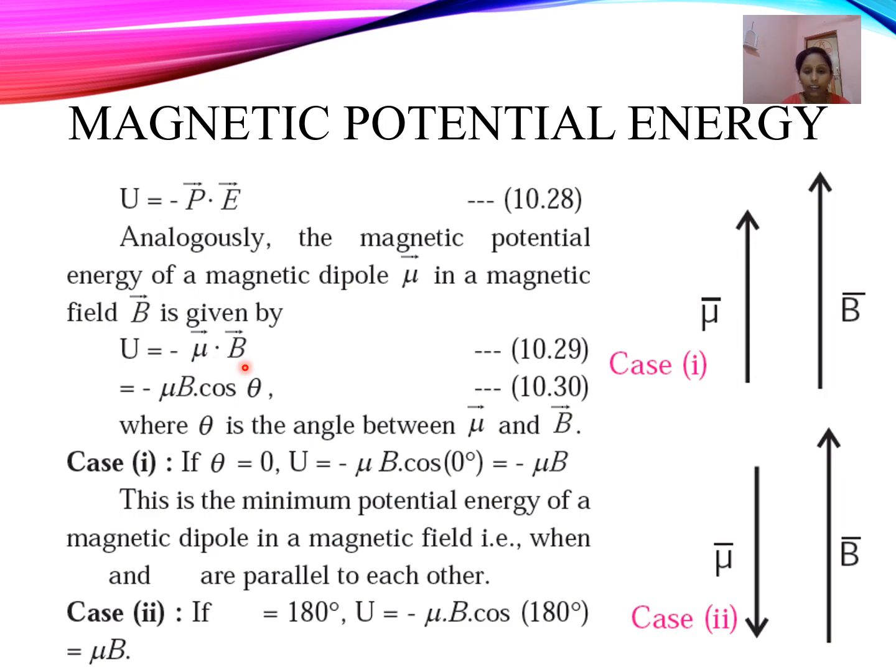As we learned in last standard, cross product is sin theta, dot product is cos theta. So here the dot product comes, so the equation is U is equal to minus mu B cos theta. Theta is the angle between mu and B.